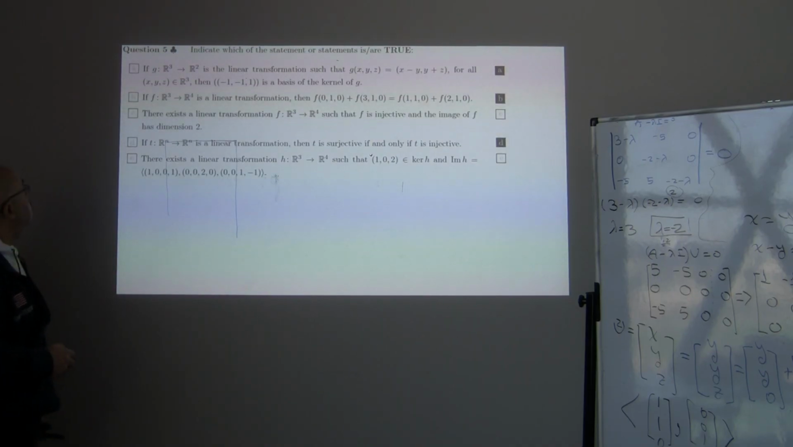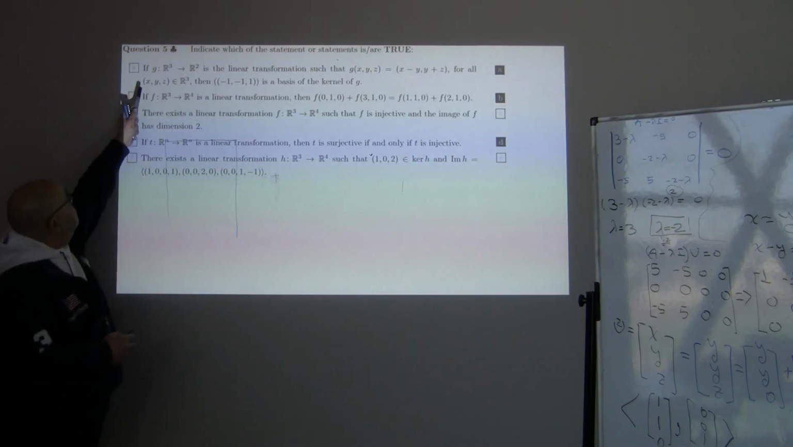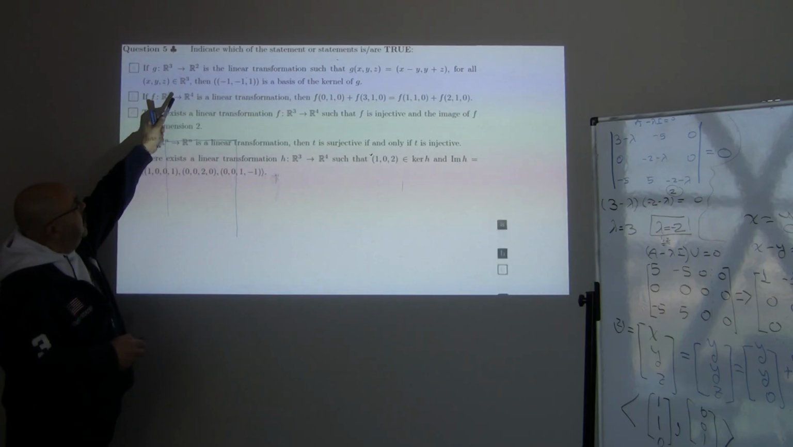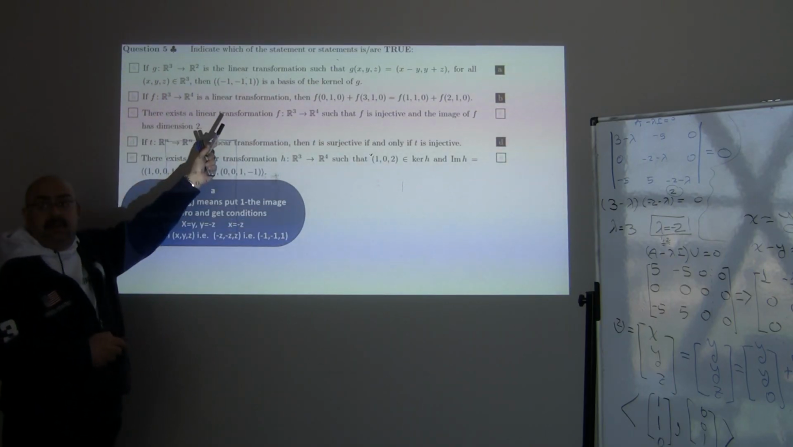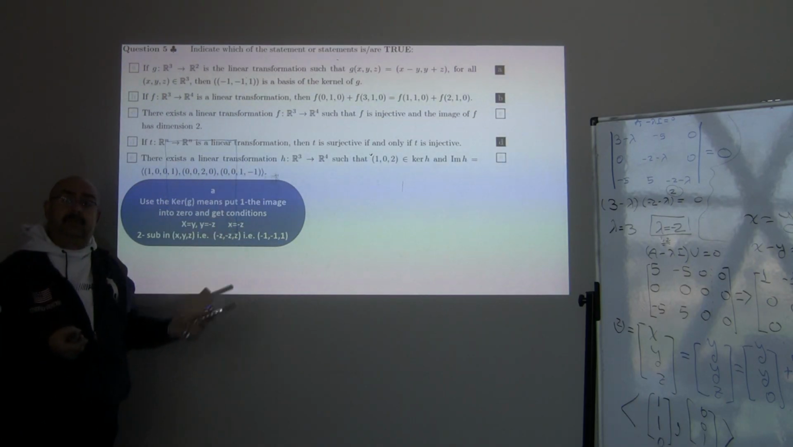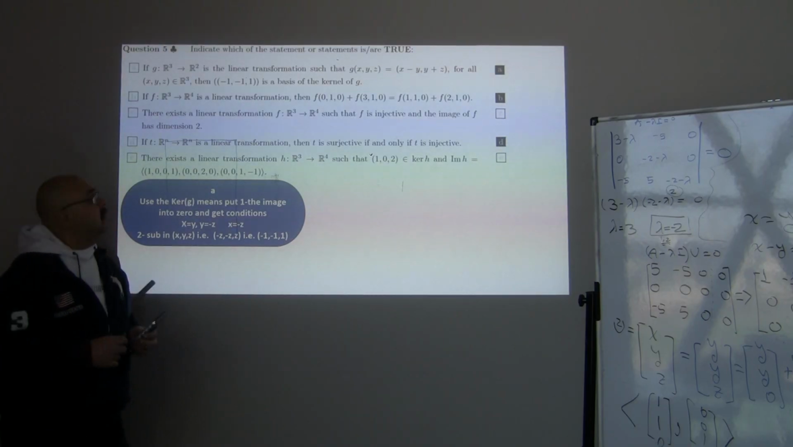For the first one, which states that it is R3 into R2, and he's asking you about the kernel of this transform. How to get the kernel of this transform? What I have to do is to take the image.